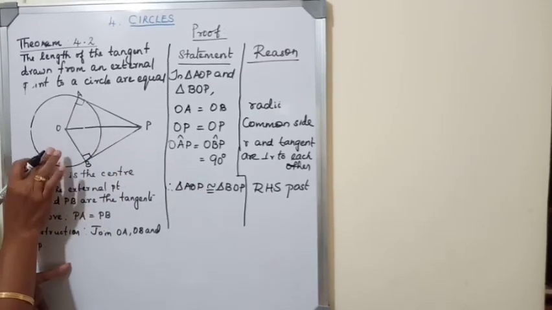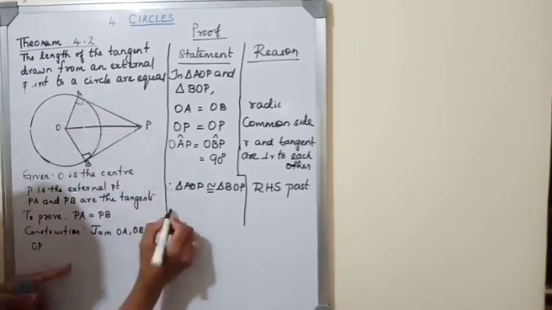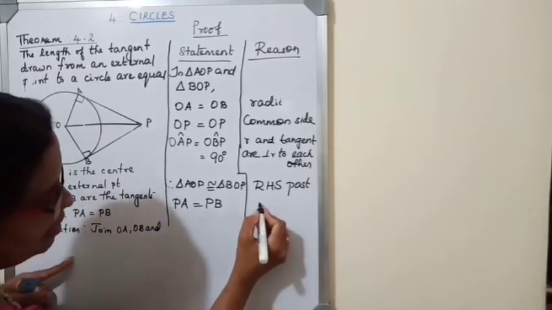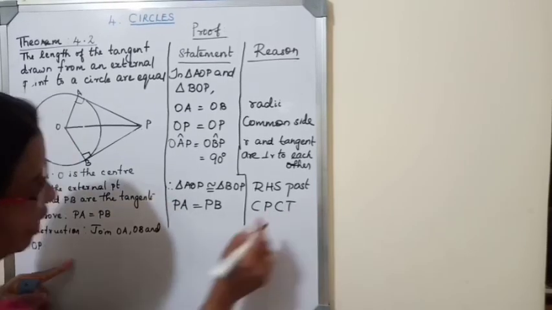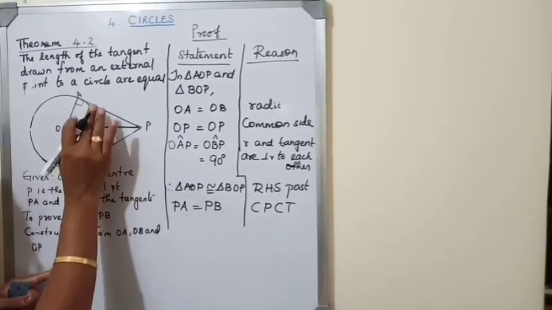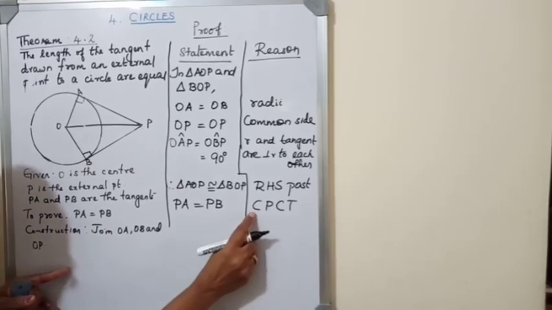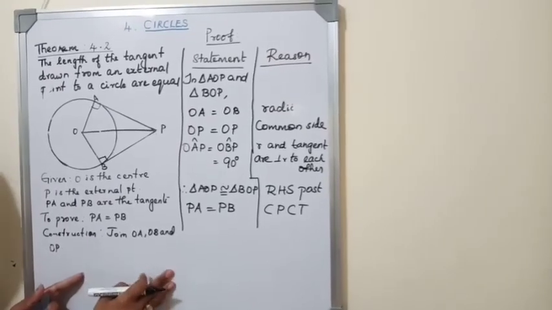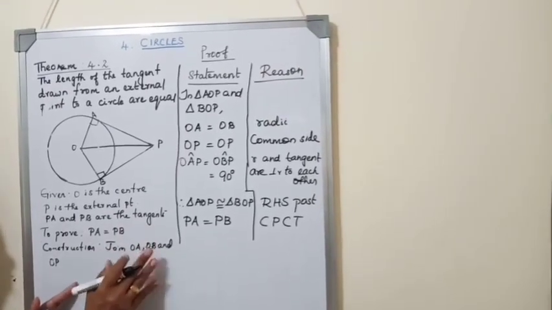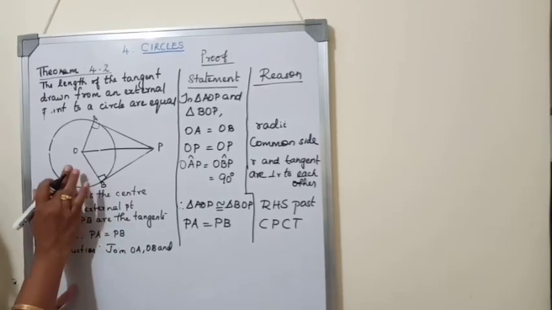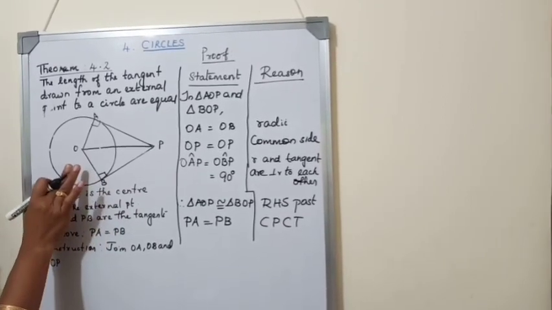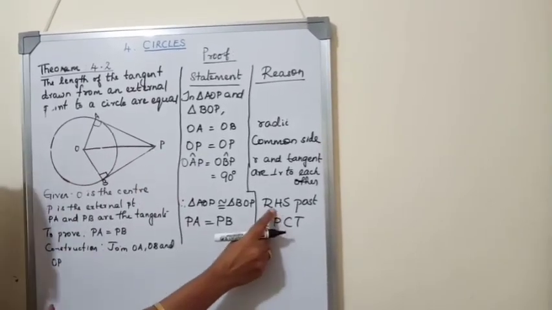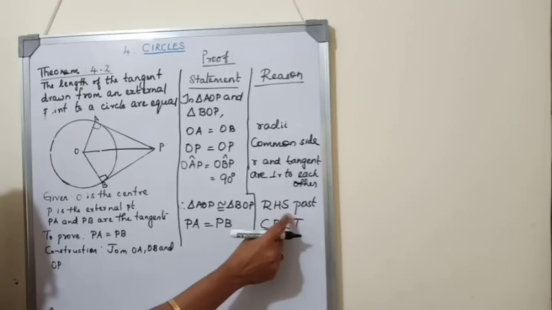Once the triangles are congruent, we can say that PA is equal to PB. What reason will we write? CPCT. What is CPCT? Corresponding parts of congruent triangles. If the sides are equal, we will write corresponding parts of congruent triangles. I think you understood this theorem. Very easy theorem. I think almost all of you learn it now itself, because it is very simple and a frequently asked question every year. Here we only have to prove that the triangles are congruent by the RHS postulate. It is very important. Don't write SAS postulate.